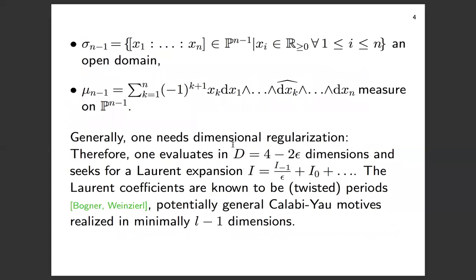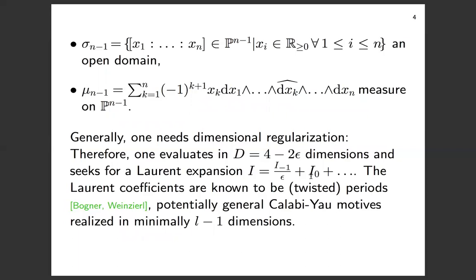And as I said, this integral needs a dimensional regularization. You subtract two epsilon for some historical reason, because the formulas get easier, but essentially you evaluate it in a lower dimension. And then you can seek a Laurent expansion, which is of this form.